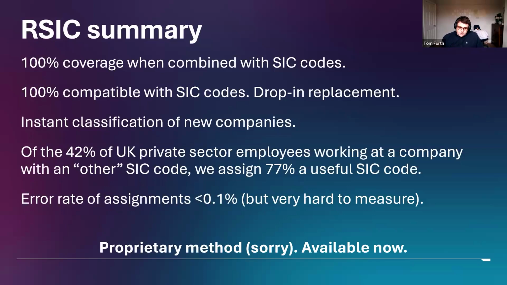And of the 42% of UK private sector employees working at a company with an other SIC code, we assign 77% to a useful SIC code with an RSIC. That number actually has gone up slightly since I wrote these slides, but this shows you how quickly we can improve and build on the RSIC system. And the error rate of assignments is under 0.1%. It's very hard for us to measure. We so rarely get the RSICs wrong that we don't really know the error rate yet. We have found one or two now in our early work with people, but we've already been able to fix them. So it's been a really big success for us with this system.